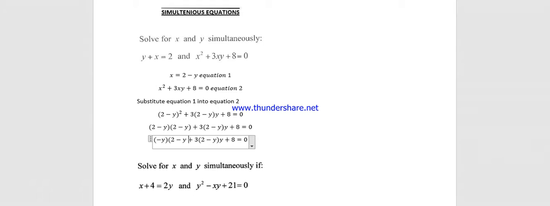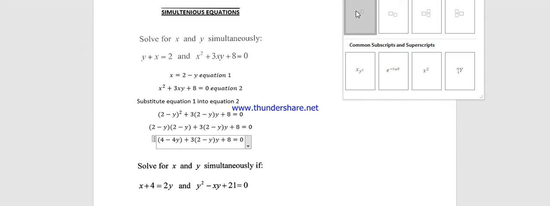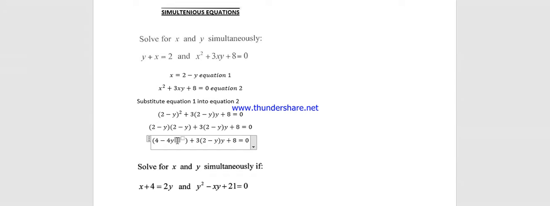Let me get rid of this because I'm working with this one. So 2 times 2, you get 4. 2 times negative y is negative 2y. Negative y times 2 is negative 2y. So negative 2y and negative 2y gives you negative 4y. And negative y times negative y, you're getting positive y squared. So that is positive y squared, plus y squared, plus y squared, right?